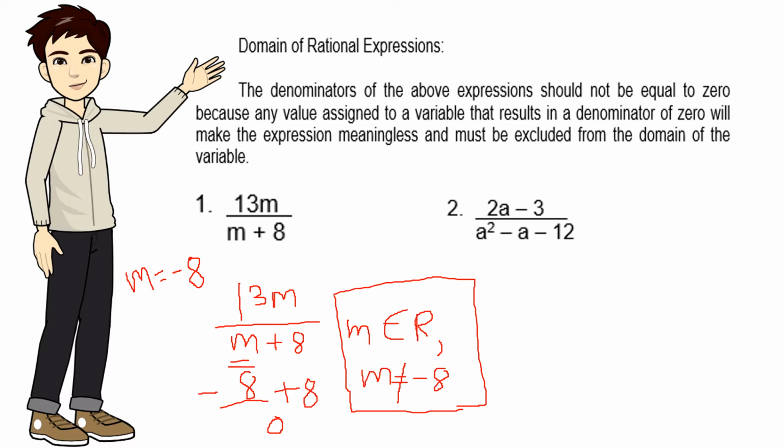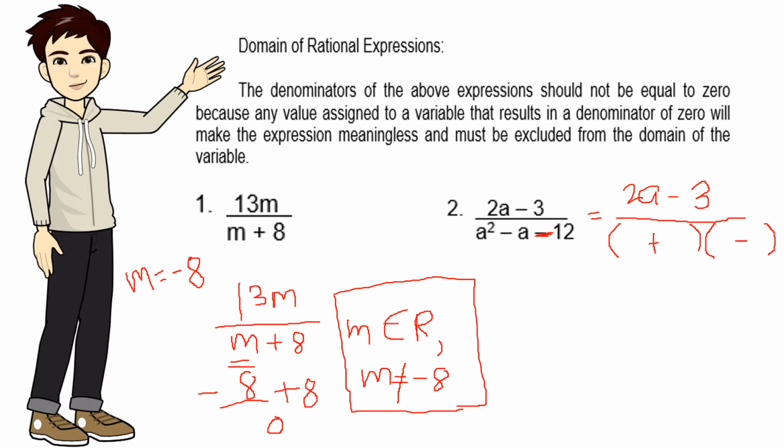For number 2, we have to factor out first our denominator. So, copy ko lang yung numerator, pero again, our focus is within the denominator. So, we have a squared minus a minus 12. Pag nag-factor tayo, gamit tayo ng dalawang open and close parentheses. Start tayo with the sign of our letter C, yung 12. Since ang 12 natin is negative in sign, we are going to use positive and negative sign within our factor.